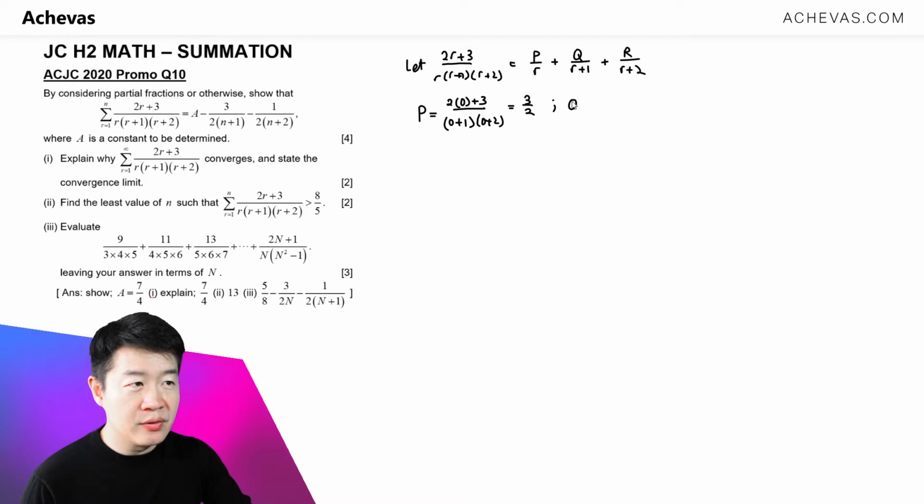I'm going to do the same thing for q, covering up r plus 1 here. I'm going to let the rest of the r be equal to minus 1. So it is going to be 2 times minus 1, then plus 3 divided by minus 1, then after that, this is going to be minus 1 plus 2. So q is going to be minus 1.